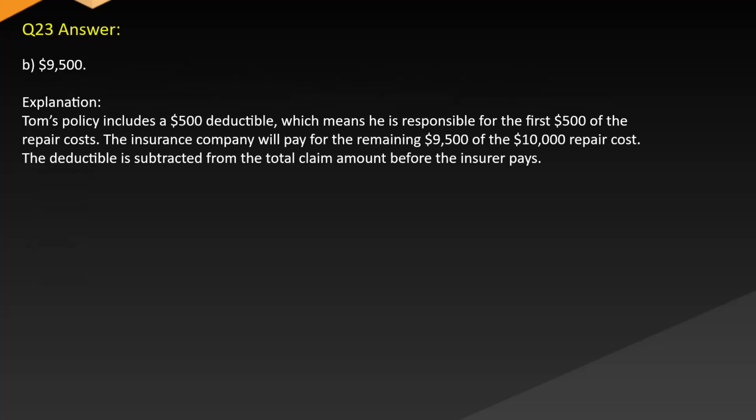Answer: B. $9,500. Explanation: Tom's policy includes a $500 deductible, which means he is responsible for the first $500 of the repair costs. The insurance company will pay for the remaining $9,500 of the $10,000 repair cost. The deductible is subtracted from the total claim amount before the insurer pays.